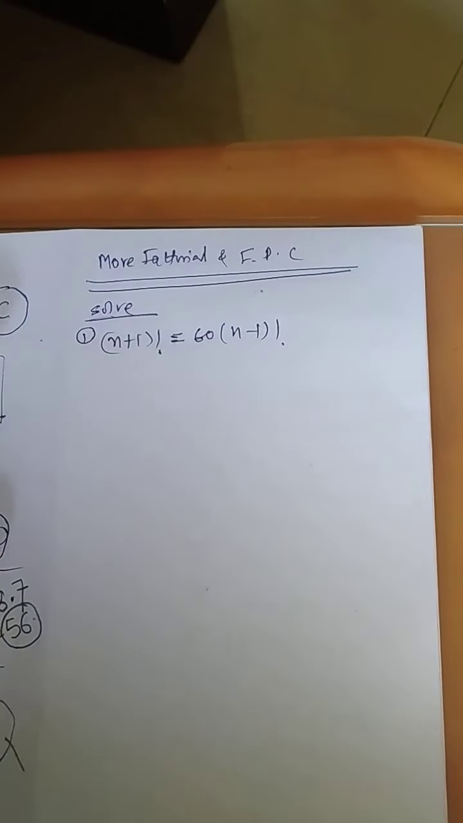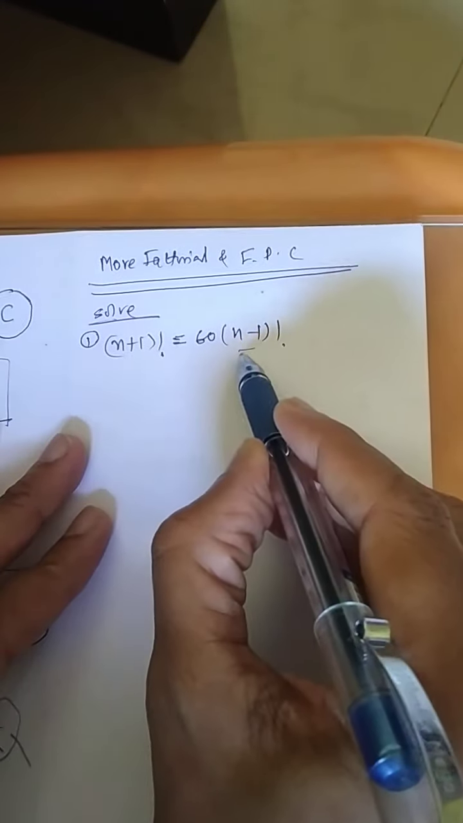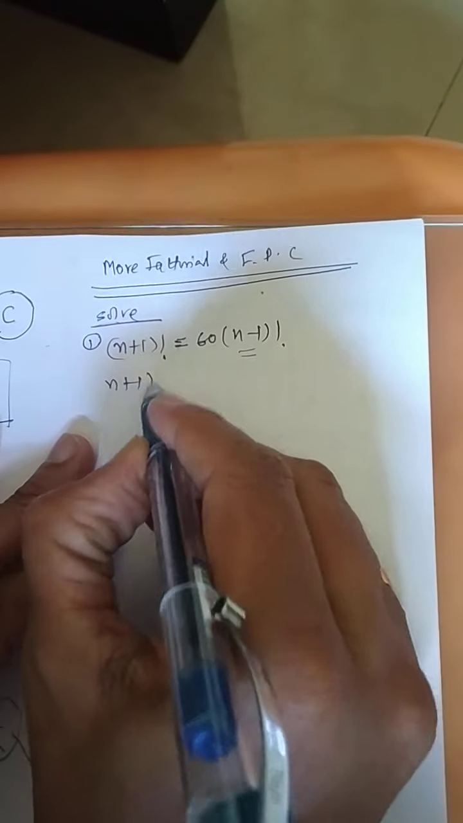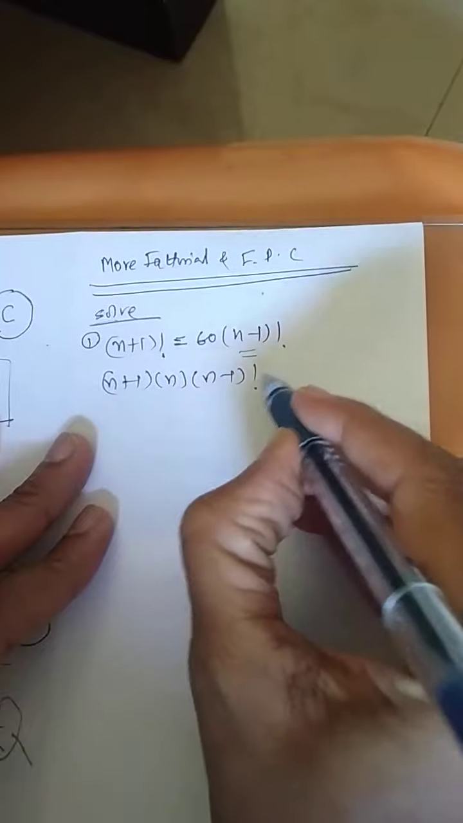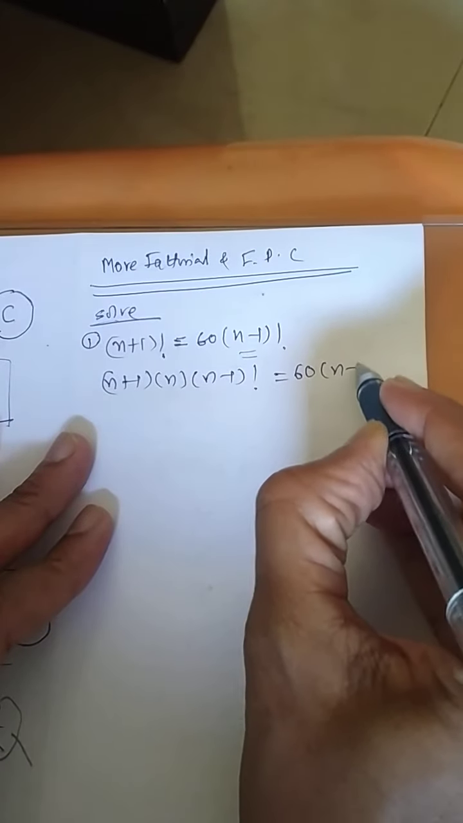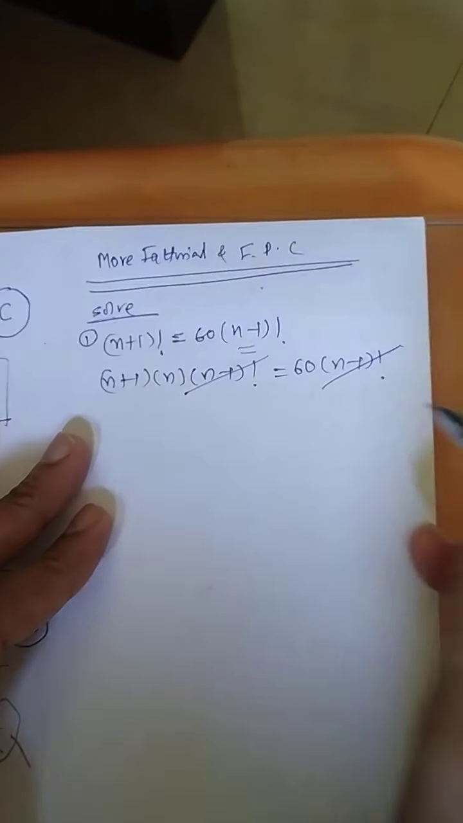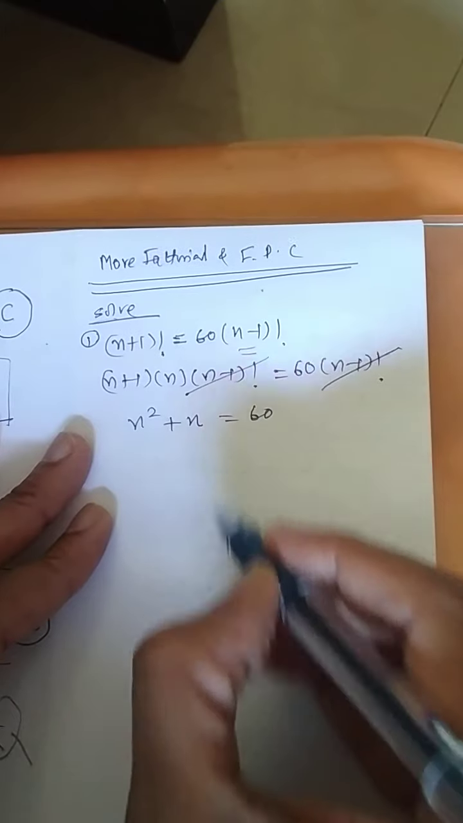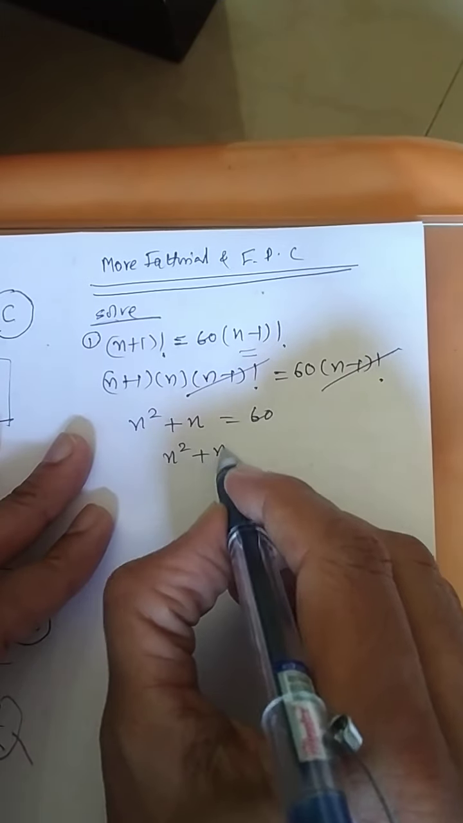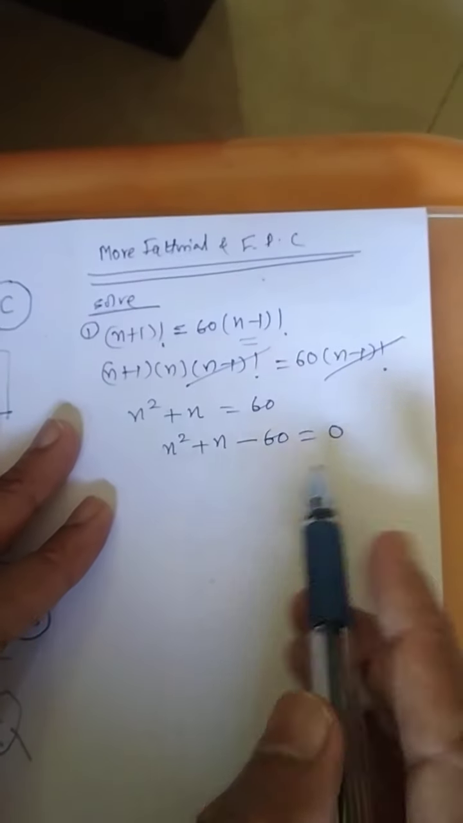See the first question: (n plus 1) factorial is equal to 60 into (n minus 1) factorial. Out of that, the smaller value is this one. So I can write (n plus 1), n, and (n minus 1) factorial equal to 60 into (n minus 1) factorial. Now cancel this. What you are left with is n square plus n equal to 60, which can be written as n square plus n minus 60 equal to 0. You know how to simplify and get the value of n.